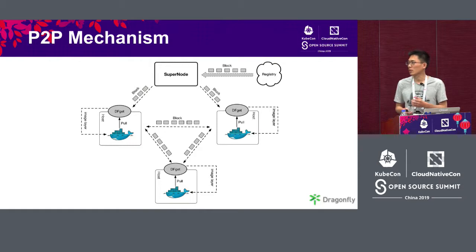Next, let me show you the P2P mechanism. Dragonfly has two main components: Supernode, which you can regard as a P2P scheduling center. On every physical node, we will deploy a DFGET, which is a client of Dragonfly. And DFGET includes two small components. One is a DF daemon, which is a smaller version of DFGET.